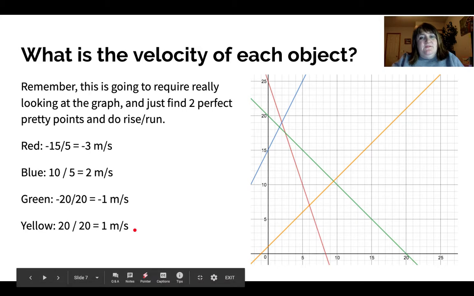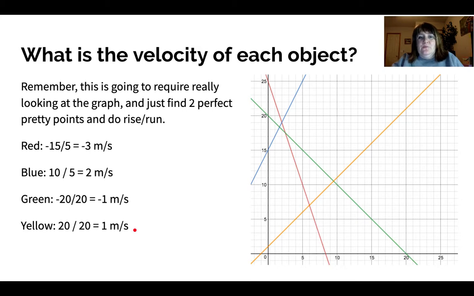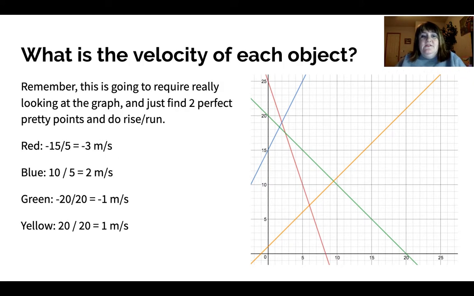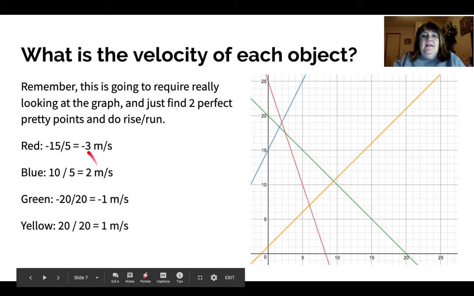So you have to be able to calculate the slope of the line, find two perfect pretty points, and do the distance divided by the time. Then you do have to be able to identify which object is going the fastest. Here it's going to be the red object because it was the steepest. Notice that it also had the highest speed, just in a negative direction.